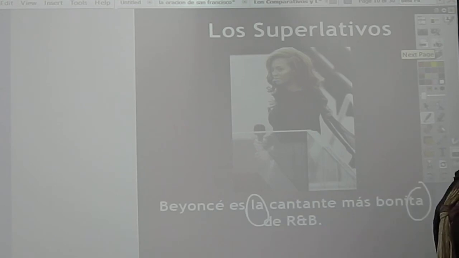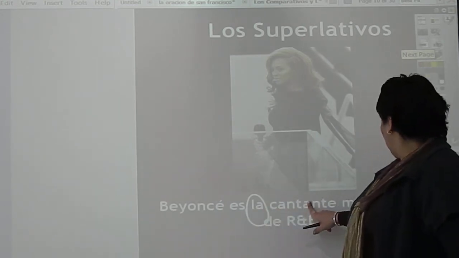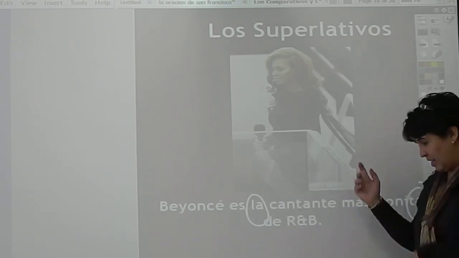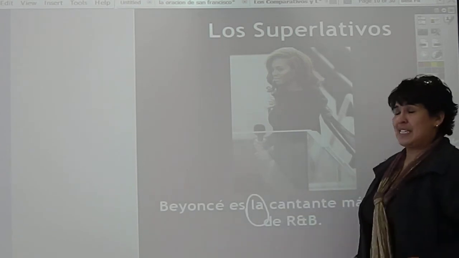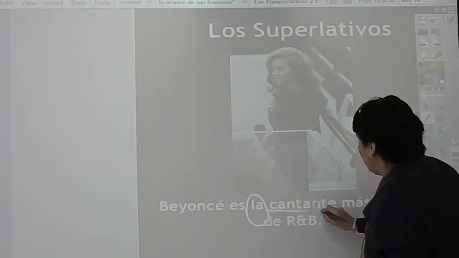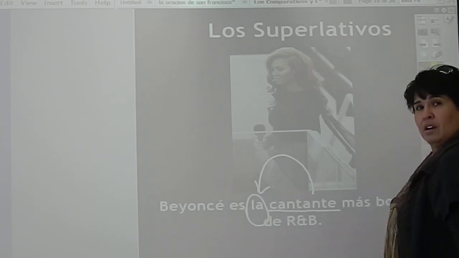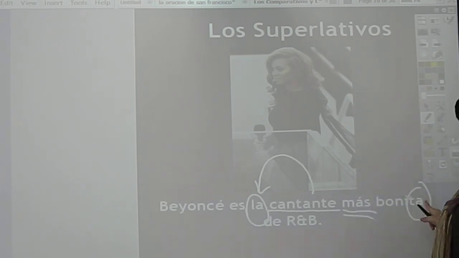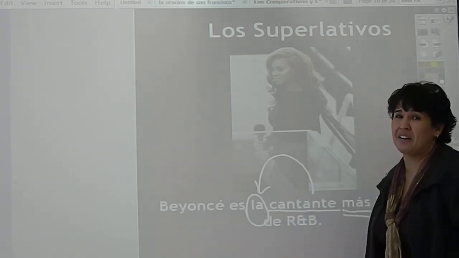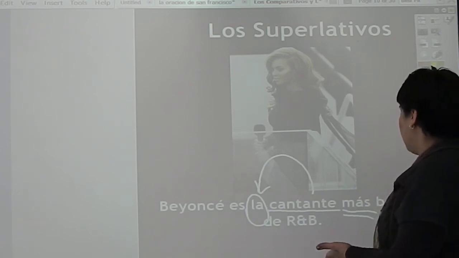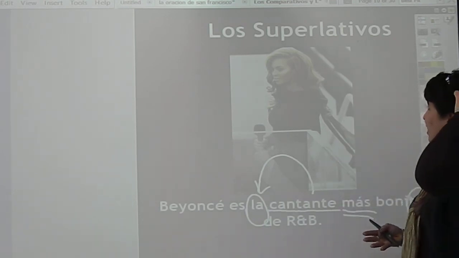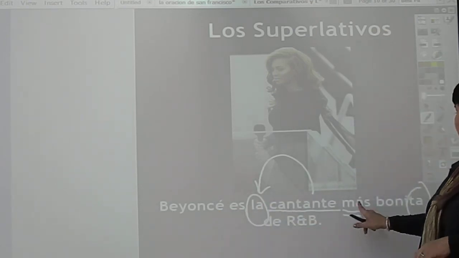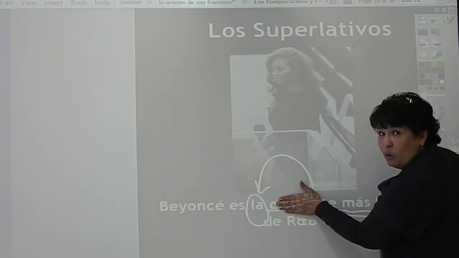Superlative once again. Beyonce is the singer, prettiest singer in R&B. I know it's a little twisted, sorry. But as long as you remember that the noun has to come directly after the article, and that más comes before, and that the adjective has to agree, that's what it is. It'll start coming naturally. Now, if I wanted to say she's the prettiest, and I don't want to say singer, I can just say Beyonce es la más bonita. I can just take la cantante out.